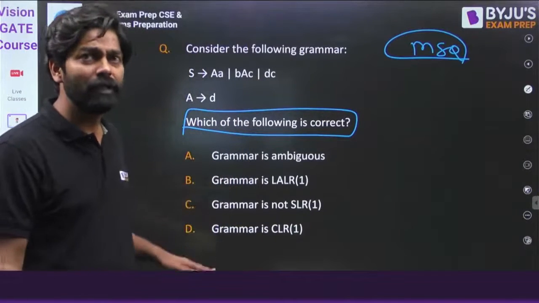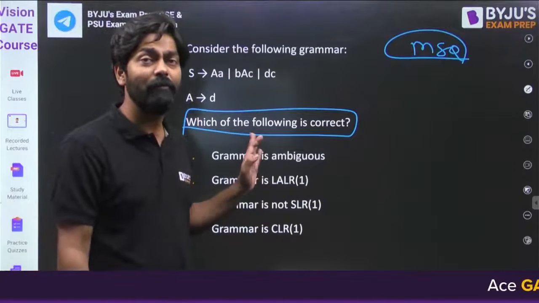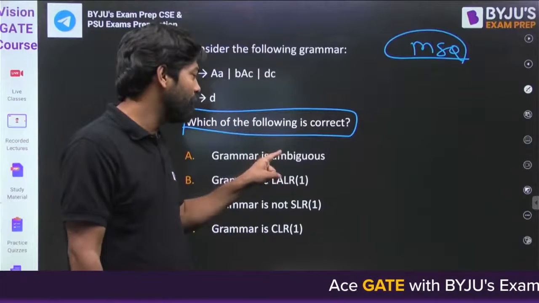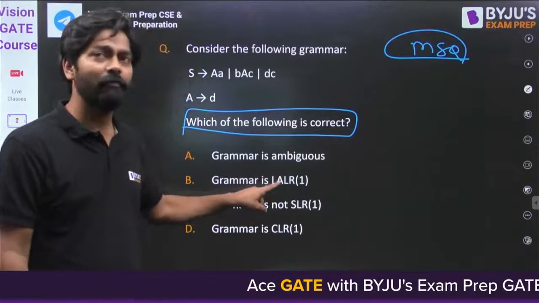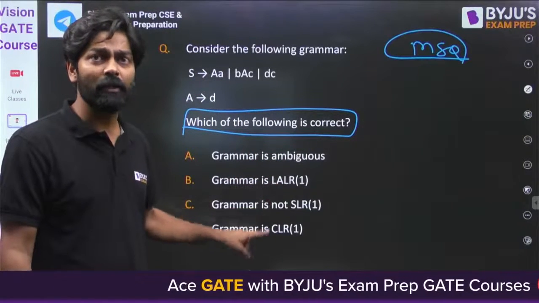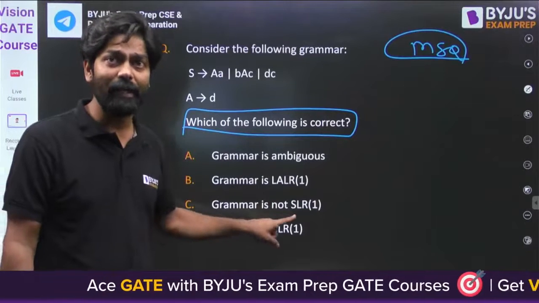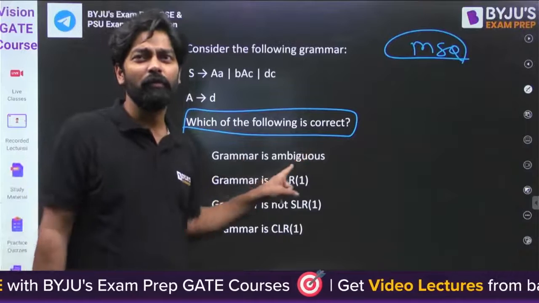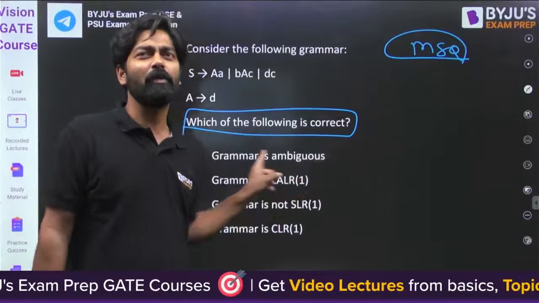But in the options, if you see clearly, they have given the grammar is LL. If it is ambiguous, please apply your opinion. If it is ambiguous, it is not LALR1. It is not CLR1 also. It is not SLR1 also. So definitely this option is what you can easily remove. You can easily remove, my dear friend.